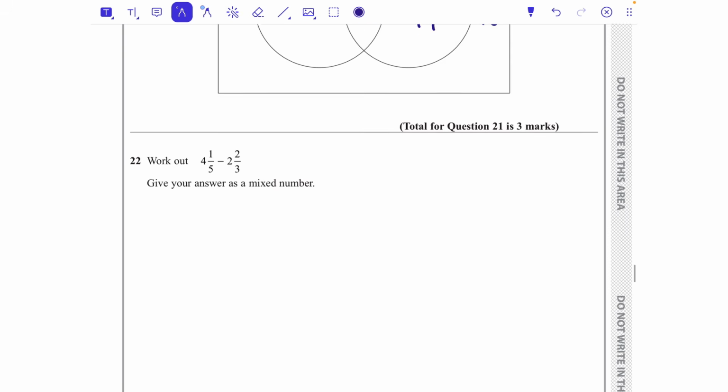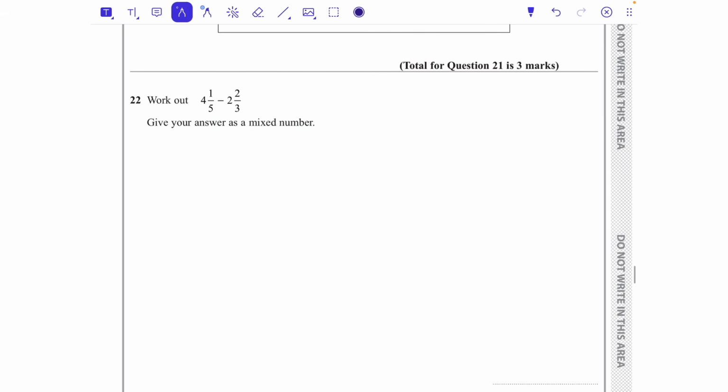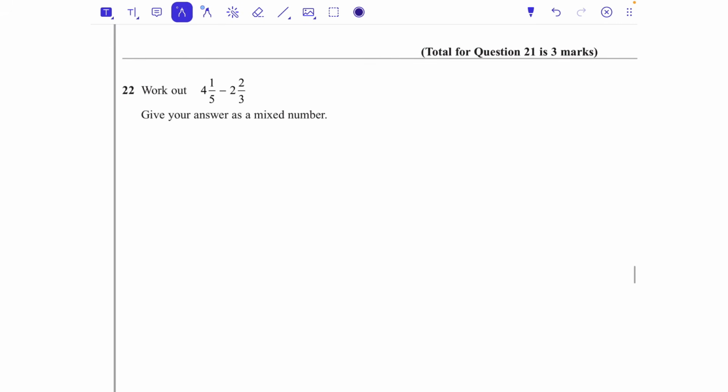Question 22. Work out 4 1/5 minus 2 2/3. So for these questions, we want to start by making both fractions top heavy. To do that, you do the big times the bottom, add on the top. So 4 times 5 is 20. Add the 1 is 21 over 5. Same for the second fraction. I'm going to do the 2 times the 3, which is 6. Add the 2, which is 8 over 3.